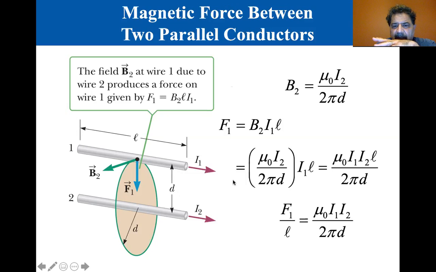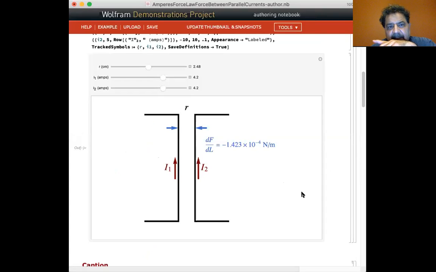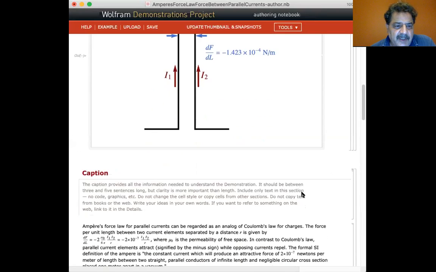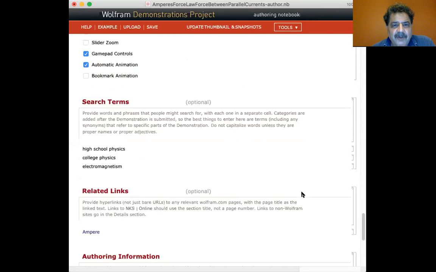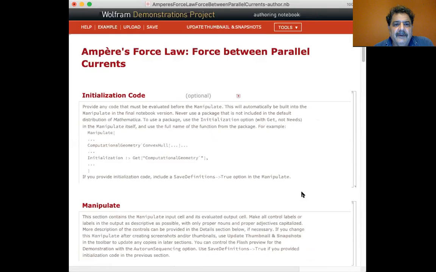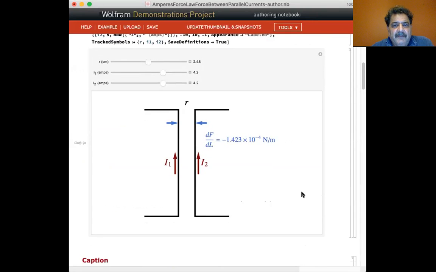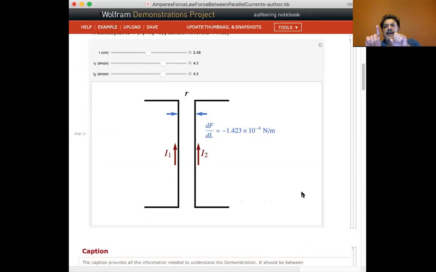And I've got a little Mathematica file. I did not write this. I forget who the author is, let's see, the author is S M Blinder. But you see here the I1 and I2 are both going in the same direction. And look at the force between them. The force is towards each other. See the blue lines here?